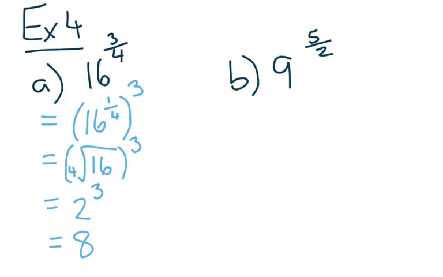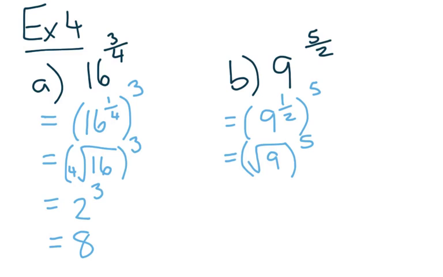And this one here, we've got 9 to the power of 5 over 2. Now that is 1/2 multiplied by 5. So we would have 9 to the power of a half, all to the power of 5. So 9 to the power of a half is just the square root of 9. So we're doing the square root of 9 to the power of 5. The square root of 9 is 3, so then we end up with 3 to the power of 5, and 3 to the power of 5 gives us 243 as our answer.